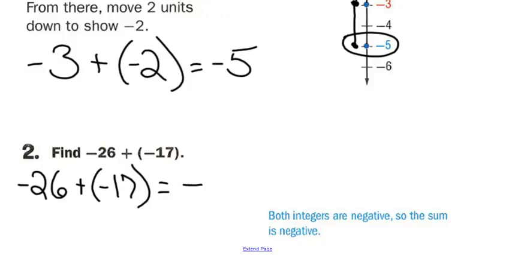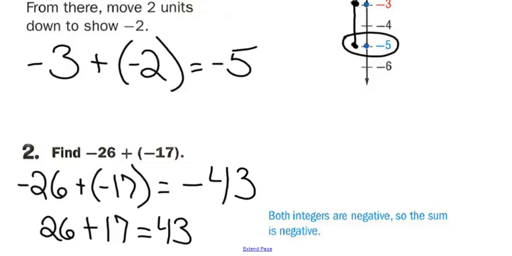Well, the absolute value of negative 26 is 26. The absolute value of negative 17 is 17. So I can just add 26 and 17, which gives me 43. But since I knew they were both negative when I started, that means my answer has to be negative as well. So I end up with an answer of negative 43.